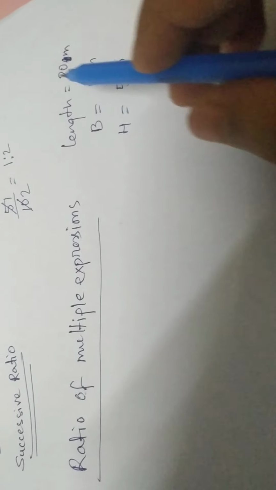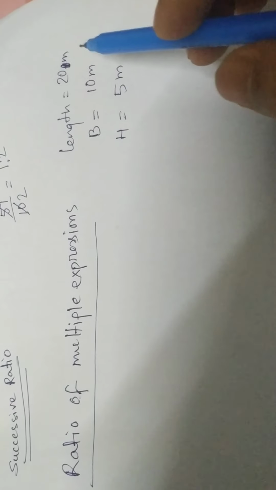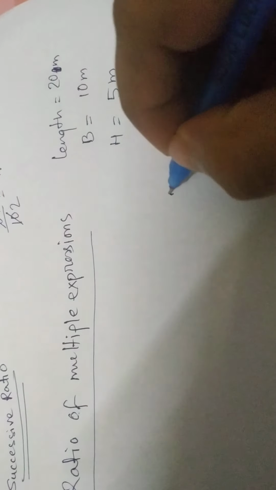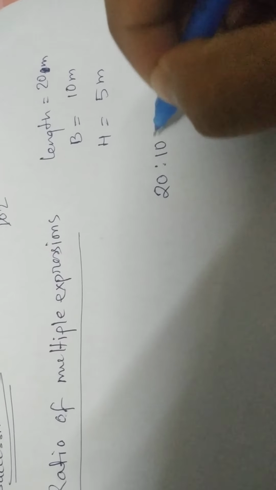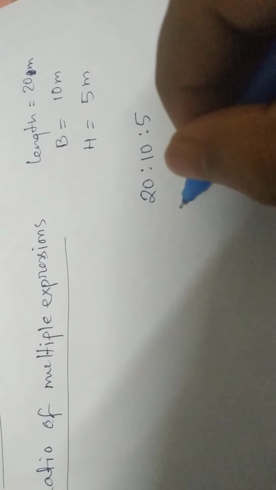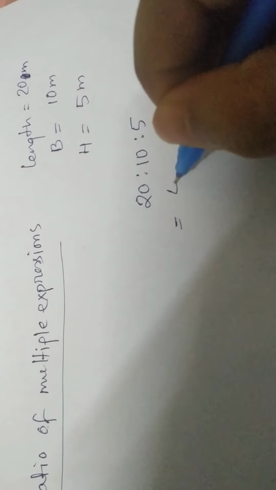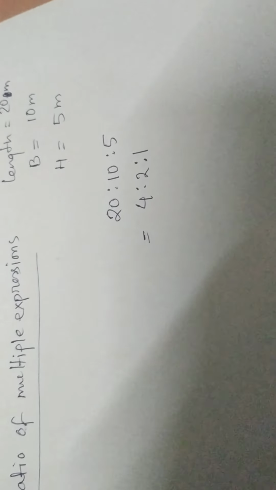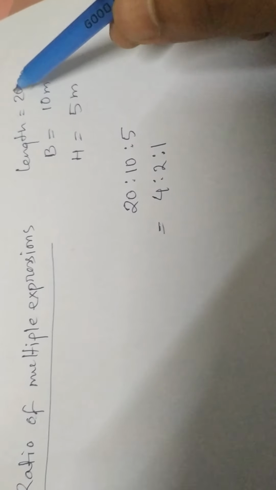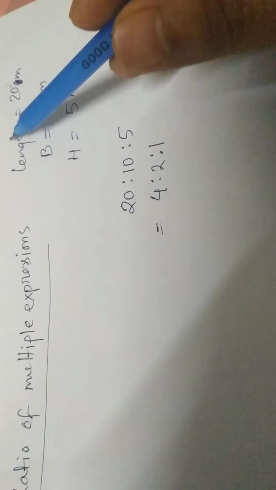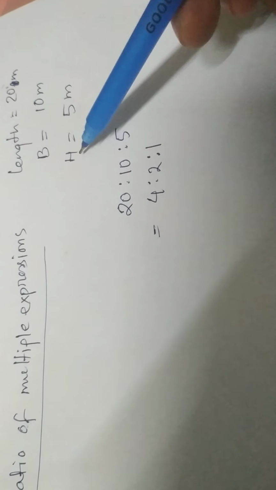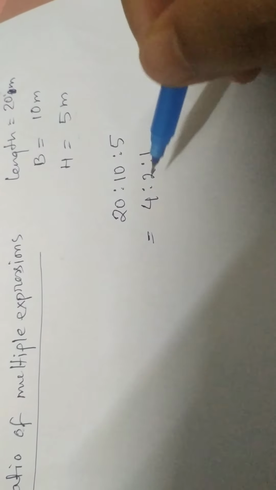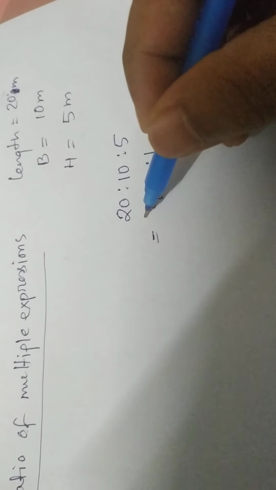So when we are trying to express the ratio of these, what will be the ratio? 20 is to 10 is to 5. We can divide all this by 5, so we can write 4 is to 2 is to 1. So ratio of multiple expression means we have 3 units. I have compared the length, breadth and height. So the length, breadth and height are in the ratio of 4:2:1. That means if the height is 5 meter, the breadth will be 10 meter and the length will be 20 meter.